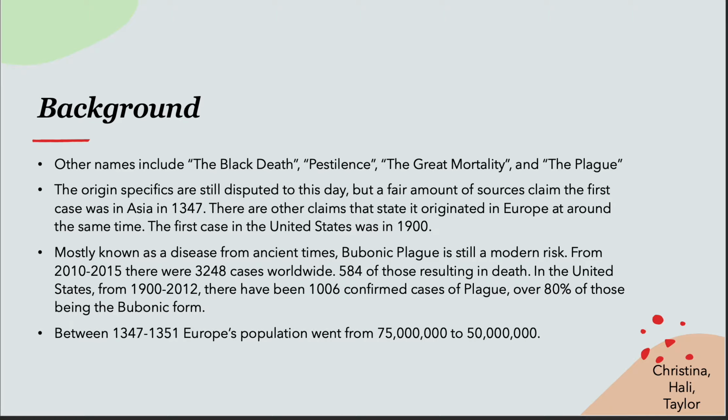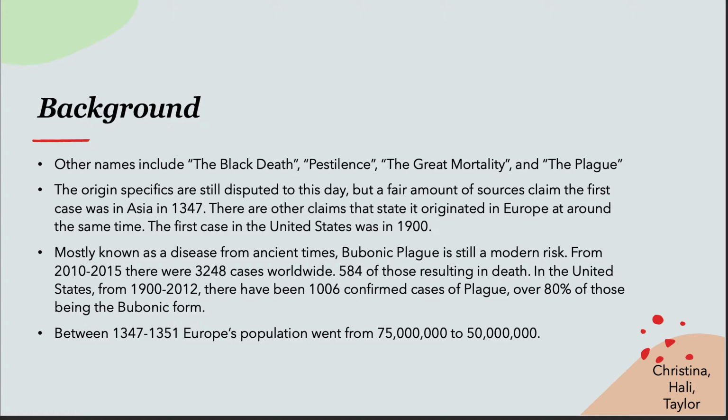A little bit of background information on the bubonic plague. Other names can include the Black Death, pestilence, the Great Mortality, and the most popular, simply the plague. Origin specifics are still debated. Some believe that the first case was in Asia in 1347, while others believe that it originated in Europe. The first case was seen in the United States in 1900. Even though this is thought of to be an ancient disease, it still poses a modern risk.